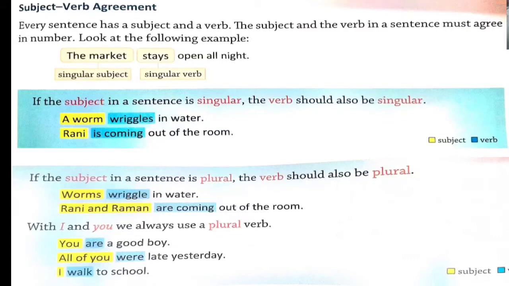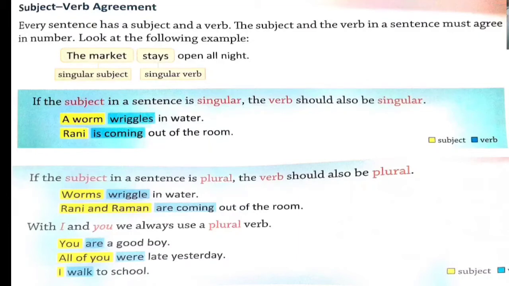So with I and you, we always use a plural verb. When you are using I and you, these are plural pronouns, so generally in this case you have to use are. You are a good boy. All of you were late yesterday. I walked to school.